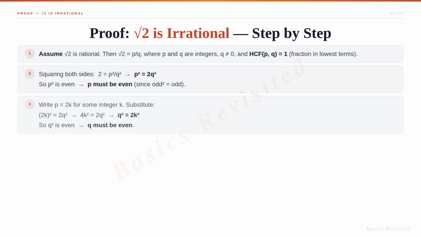Step 3. Since p is even, write p equals 2k for some integer k. Substitute into p squared equals 2q squared. We get 4k squared equals 2q squared. Simplify, q squared equals 2k squared. So q squared is even, and therefore q must also be even.